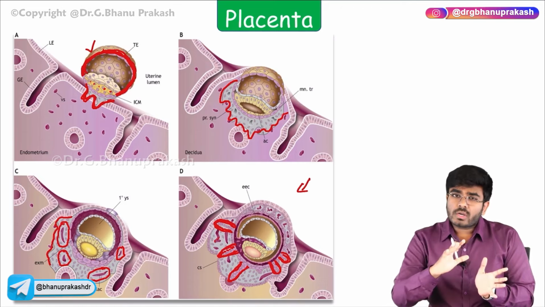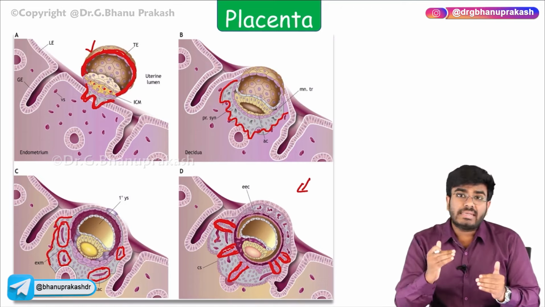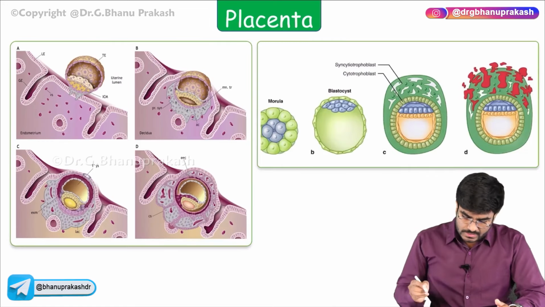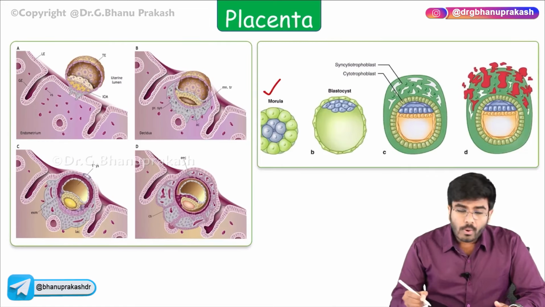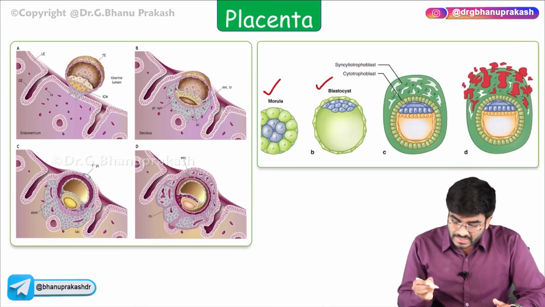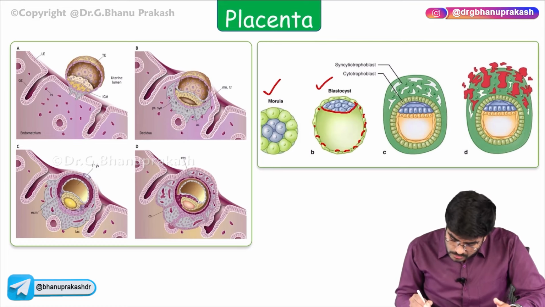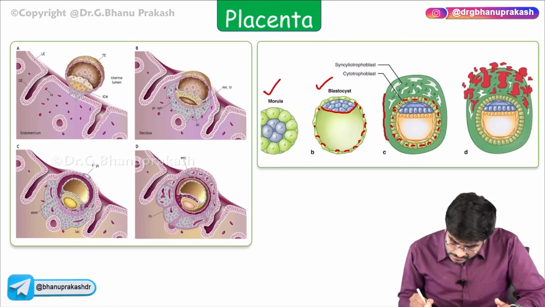Now what we have discussed so far, let's see in more detail. Initially you are going to have a morula. That morula is going to form a blastocyst. In the blastocyst, you can clearly see here, this is the inner cell mass surrounded by the trophoblast. Now whatever you are seeing here, this is the cytotrophoblast. Cytotrophoblast is surrounded by this green color thing, which is nothing but a syncytial trophoblast.